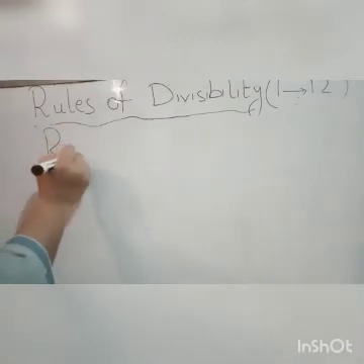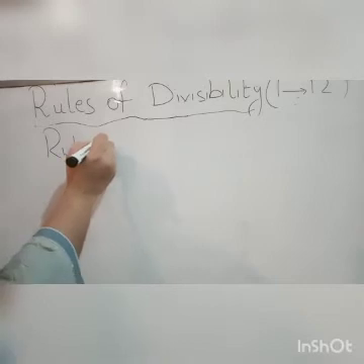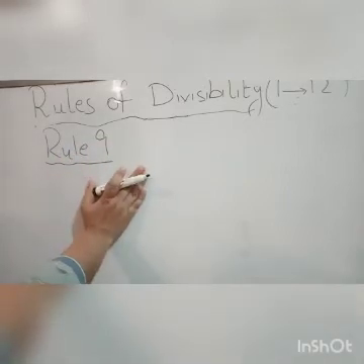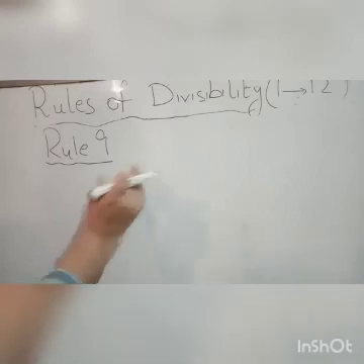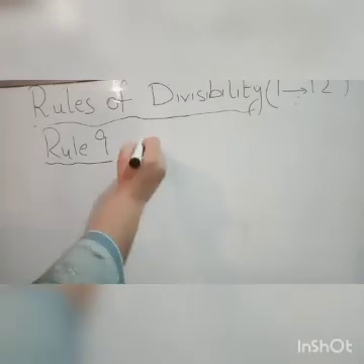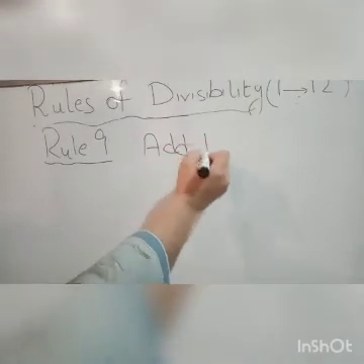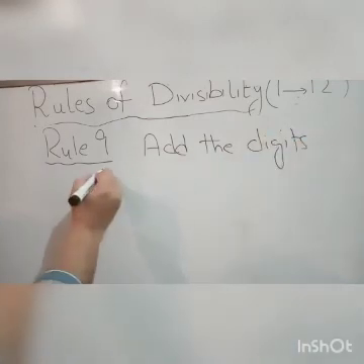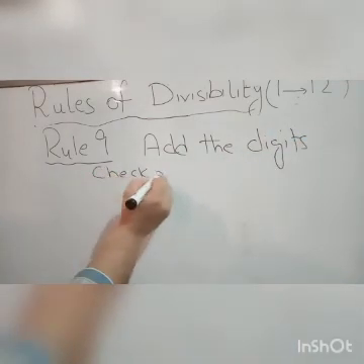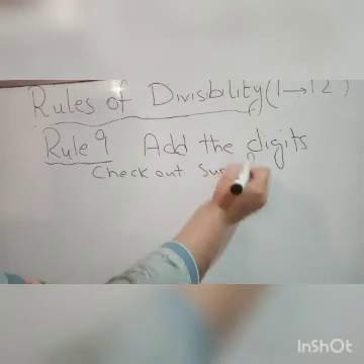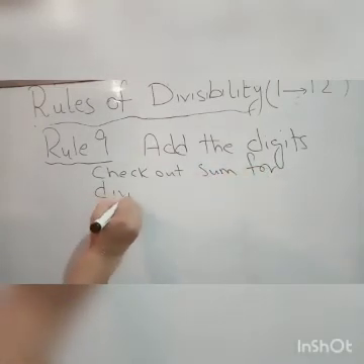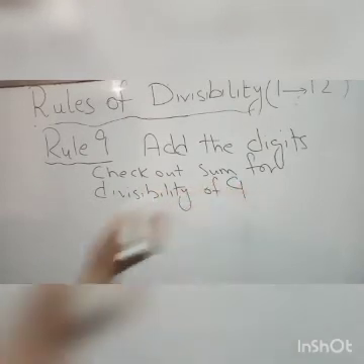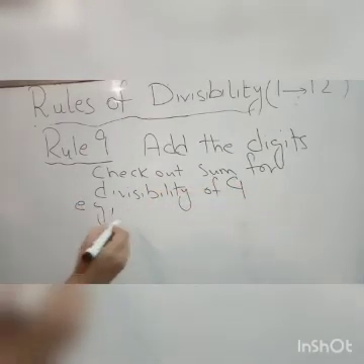Rule for 9. Rule for 9 is very simple. It is nearly the same as the rule for 3. If you remember, the rule for 3 was you need to add the digits. So the rule for 9 is the same. Add the digits in the number and check out the sum for divisibility by 9. Let's do one or two examples.